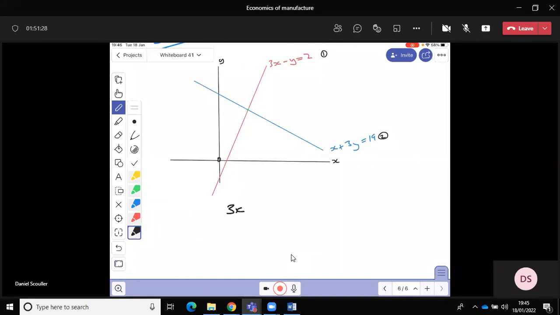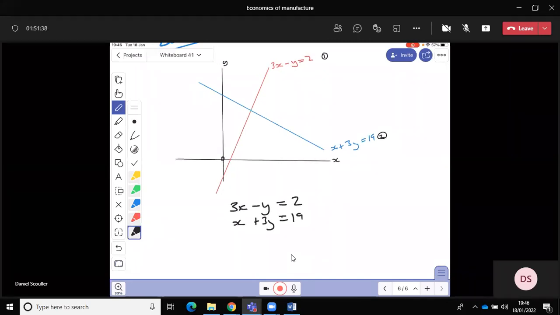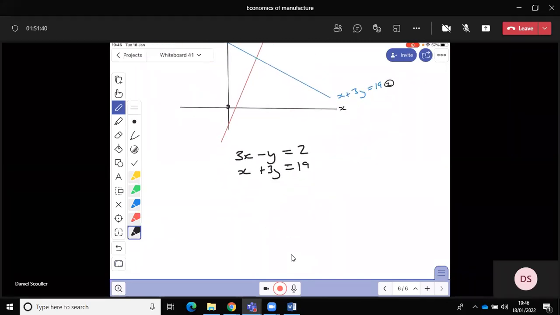3x minus y equals 2, and 2x plus 3y equals 19. Equation 1, equation 2. We want to make that second term the same, so we're going to multiply the top one by 3. The bottom one, we don't need to do anything to, we just multiply it by 1. Multiplying the top by 3 gives us 9x minus 3y equals 6.